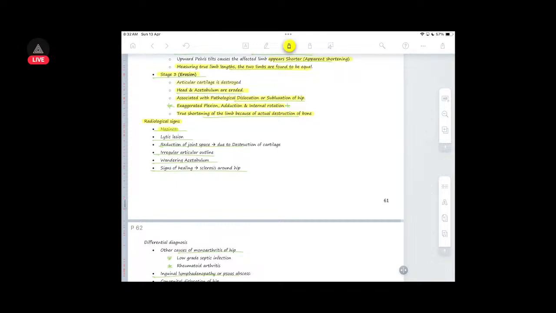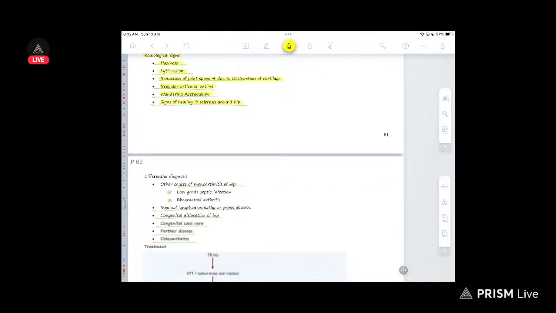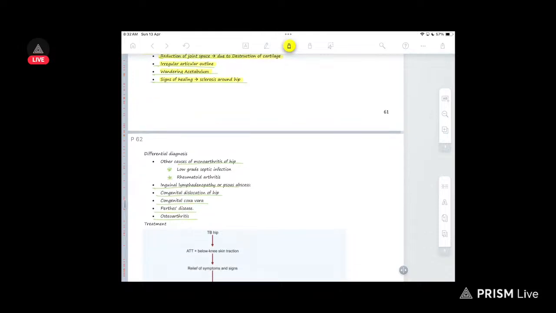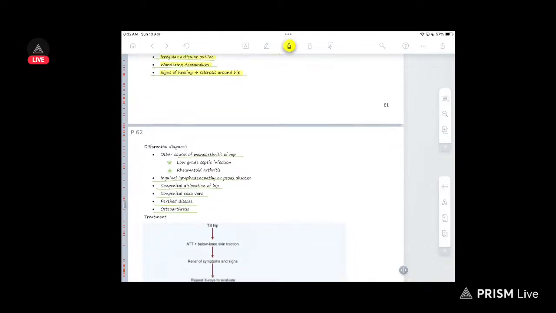Radiological signs, you have haziness, and rarefaction will be there. There is a reduction of joint space due to destruction of cartilage. There is an irregular articular outline, wandering acetabulum as told. There will be signs of healing and sclerosis around the hip. There will be some healing and some sclerosis.